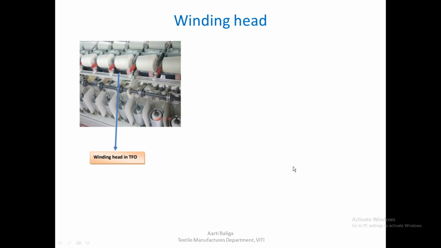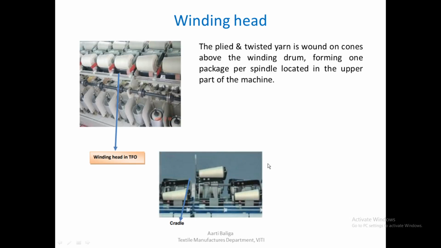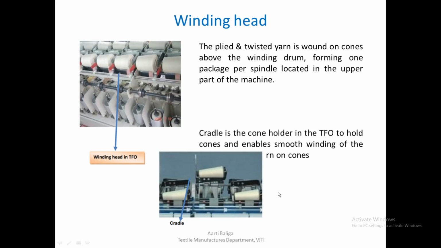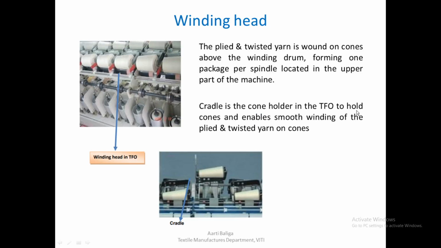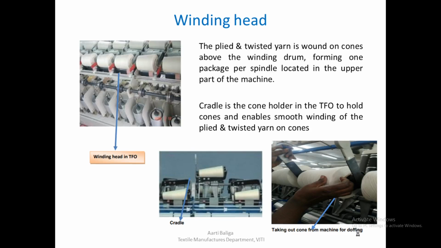So the winding head in the TFO looks like this. The plied and twisted yarn is wound on cones above the winding drum, forming one package per spindle, located in the upper part of the machine. So this is known as the cradle. The cradle is a cone holder in the TFO to hold cones and enable smooth winding of the plied and twisted yarn on the cone. So this is how the cone is taken out from the machine for doffing.